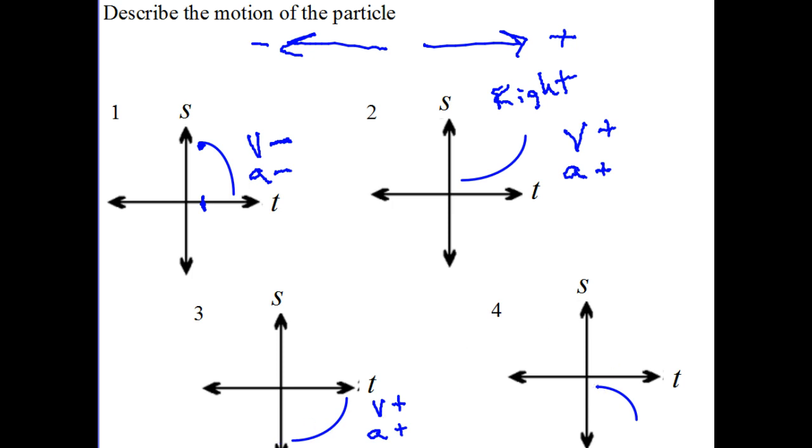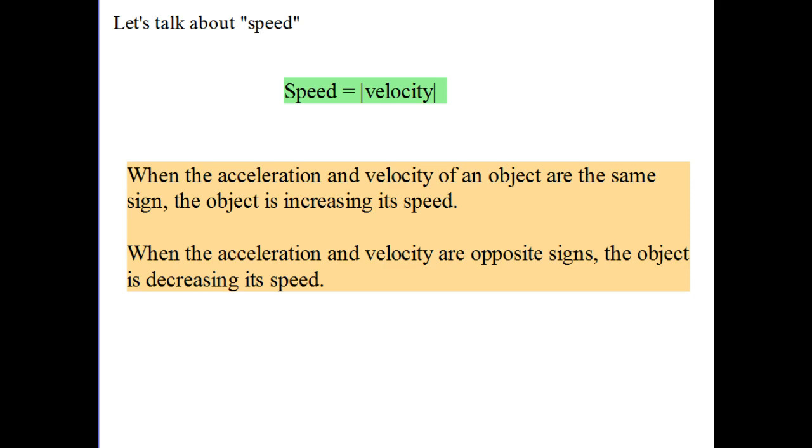Over here, number 4, once again, our position is to the left, but we're moving to the left because velocity is negative. All right, and what's our acceleration? We're concave down, so our acceleration is negative. Okay, now one thing you'll notice in all four of these examples, both the velocity and acceleration have the same sign. And when that happens, we say that the speed is increasing.